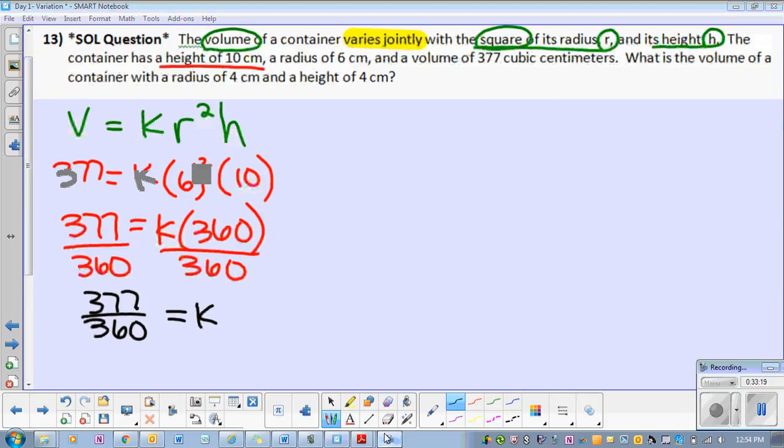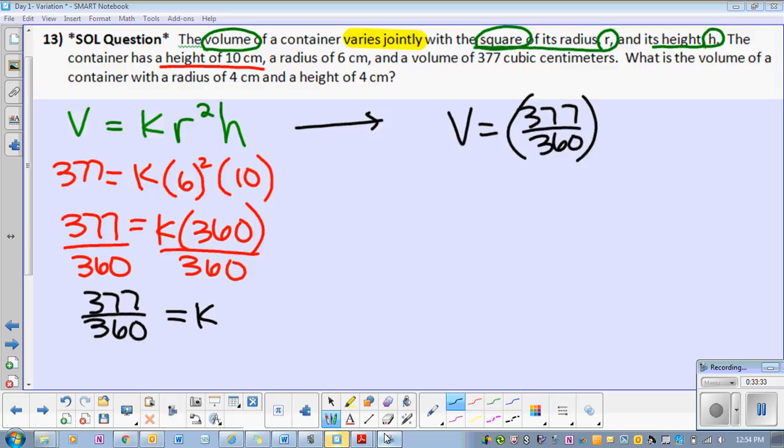Alright, well that's fine. Okay. So, if that's K, let's go plug it in. So we have V equals 377 over 360. That's my K. R squared H. Why is it R squared? Because it says square of its radius R. And after the second one?